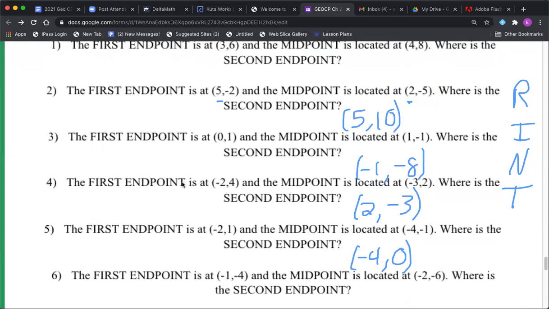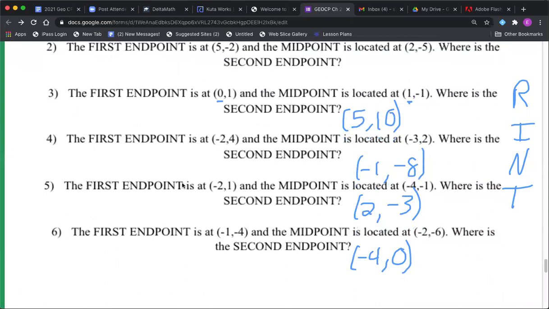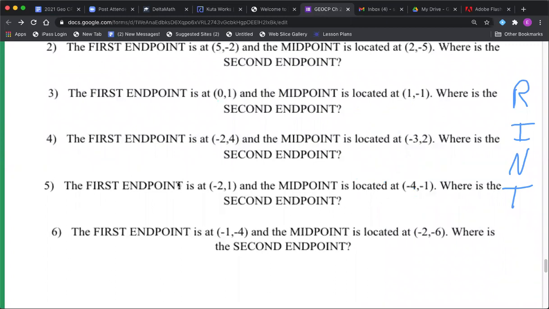Five. Oh, I'm going to have to erase a little bit. Let me erase these so I can see.